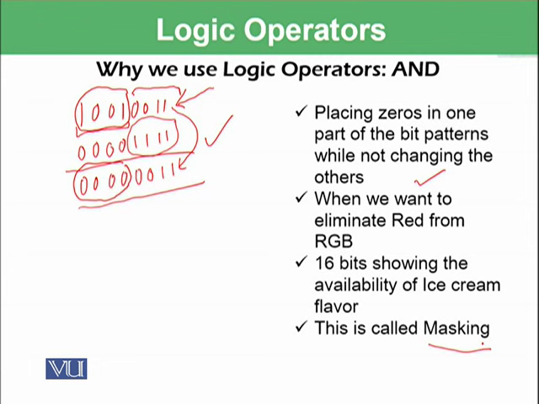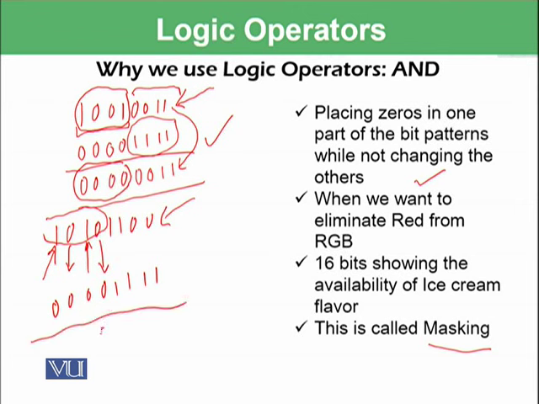We can also perform such things when, for example, there are 16 bits showing the availability of ice cream flavors. We can make it a smaller example of 8 bits, like 10101100. Suppose these are the 8 bits representing which flavor of ice cream is available at the moment. One shows that it is available, and zero shows that it is not available. So this is available, this is not available, and so on. Suppose our first four flavors are finishing, then you would AND it with 00001111. This would make the initial four bits zero, and the next four bits remain unchanged as in the original.